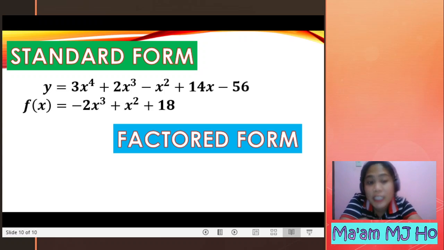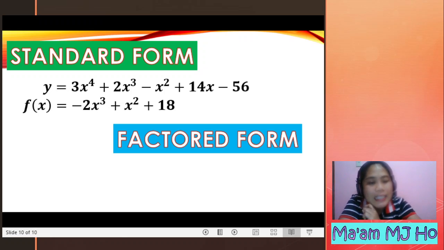So in our first example under standard form, we can classify 3x raised to 4 as our leading term because it's the term with the highest exponent. How about in our second example? In our second example, negative 2x cubed is our leading term with leading coefficient negative 2. In our first example, negative 56 is the constant. In our second example, positive 18 is the constant.